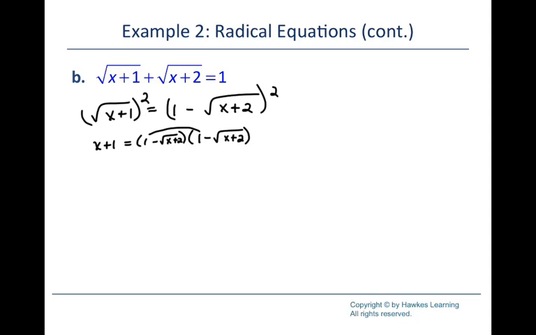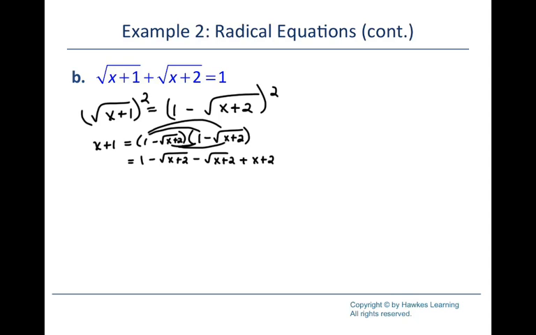So 1 times 1 is 1. 1 times negative square root of x plus 2 is negative square root of x plus 2. Now we're going to distribute this second part. So that's again another negative square root of x plus 2. And then we have the square roots multiplied together. Well, negative times negative is positive. Square root times square root is no square root anymore. So we have x plus 2 without the square root symbol. So you can see why this is a little bit of a challenge to multiply.